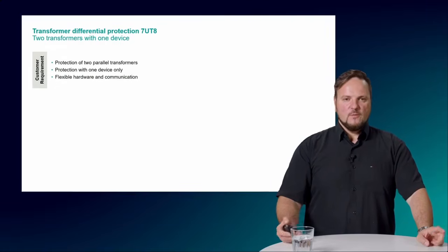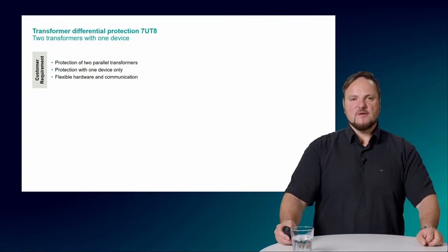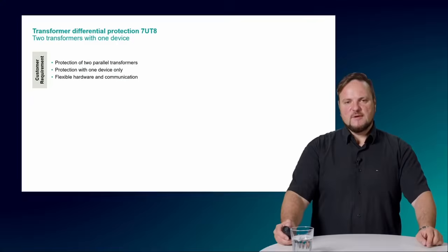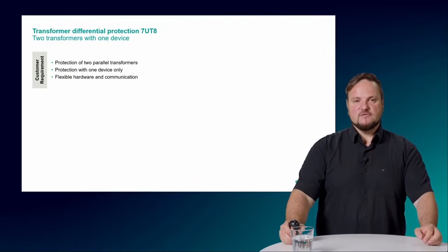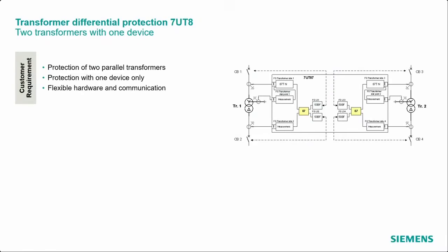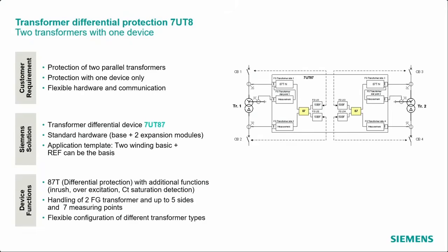So one advantage of this flexibility and also of the power of our system is that you can also protect 2 transformers with 1 device. I was explaining that in the first slide, so that the 7UT87 is finally supporting up to 3 times differential protection. And here sometimes we have such an application, where we have 2 transformers in parallel, and the customer would like to protect these two transformers in parallel by only one device.